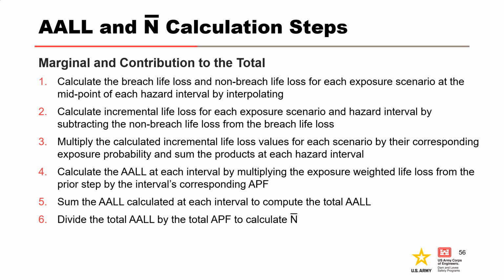Calculating the annual probability of failure was the first part, but it's not risk until we consider consequences. Next, we will calculate the average annual life loss and the average incremental life loss. To do this, we start with the calculation for incremental life loss, and like the system response probabilities, we will do this for the midpoint of each hazard interval. It will be done for each exposure scenario as well.